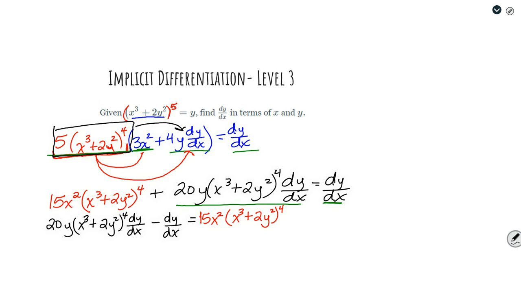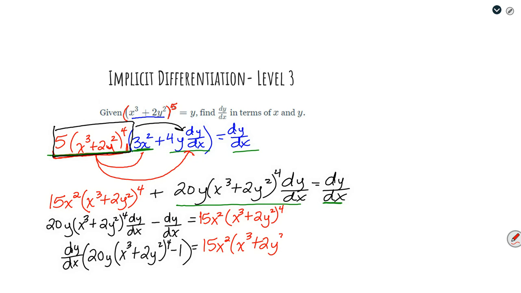So then on the left, that's where you can start to factor out the dy dx. 20y times x cubed plus 2y squared to the 4th minus 1, because when you factor out the dy dx right here, that second dy dx equals the 15x squared times x cubed plus 2y squared to the 4th power. So now all I have to do is divide. I just need more space to do that, so I'm going to come up here.